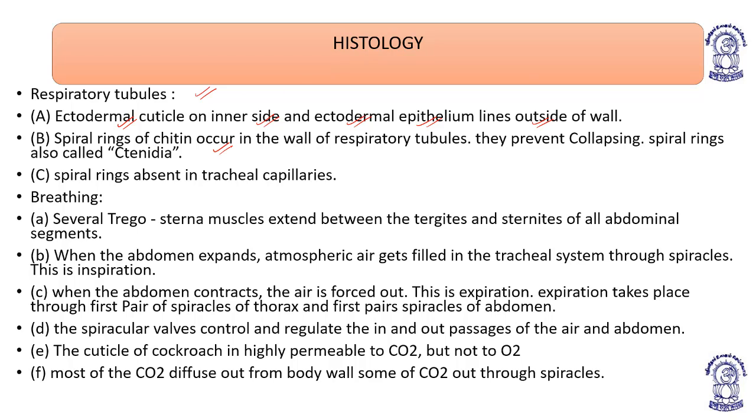Spiral rings of chitin occur in the wall of respiratory tubules. They prevent collapsing, as in we are having the C-shaped cartilaginous rings. In case of cockroach, the chitinous rings are present, made up of chitin. These spiral rings are called ctenidia. So these spiral rings prevent the collapsing of the trachea, or the airway passage.